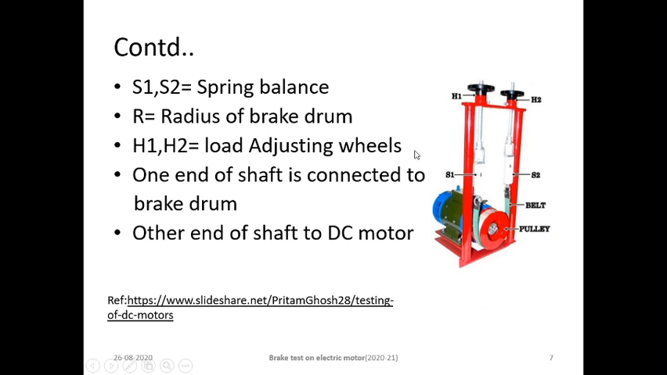So, if you could see from the picture, you can see the spring balance S1 and S2, and H1 and H2, the belt and the pulley. So, if you consider the drum, this is the brake drum, which is connected to the motor. If you consider the brake drum is rotating in the clockwise direction, the spring which is mentioned as S2 will act as tight side, and the spring which is mentioned as S1 act as slack side.